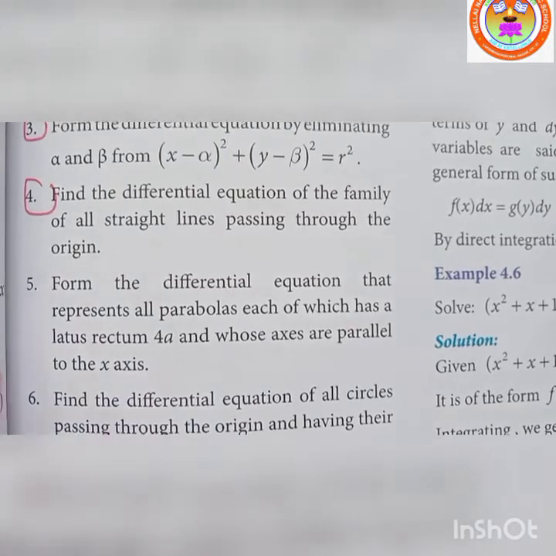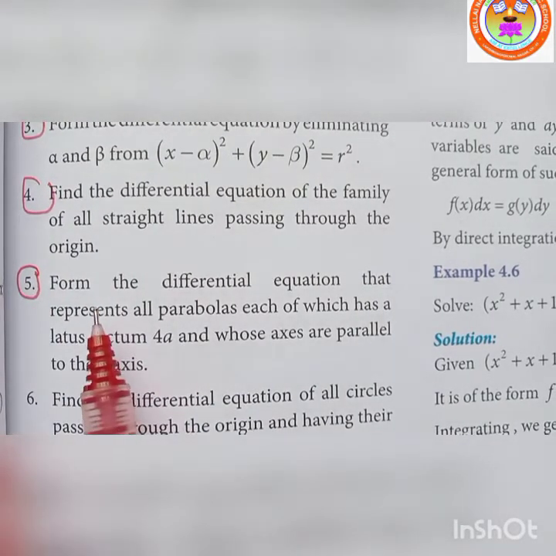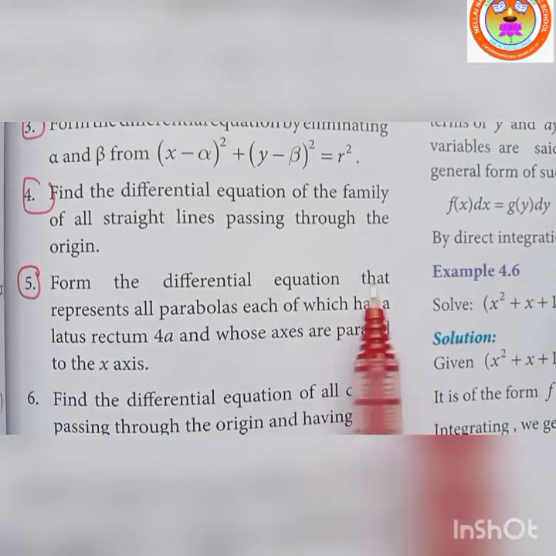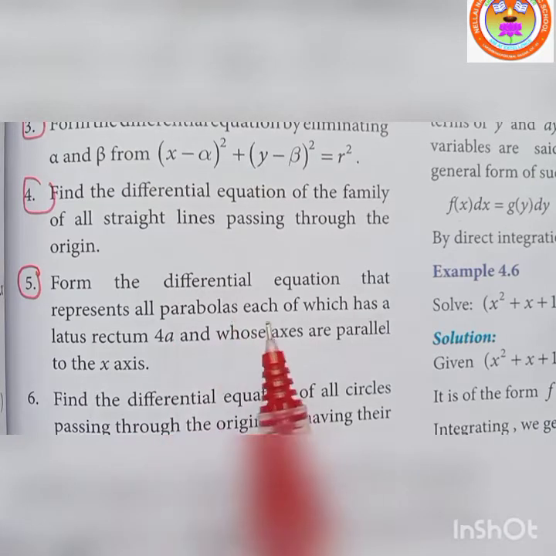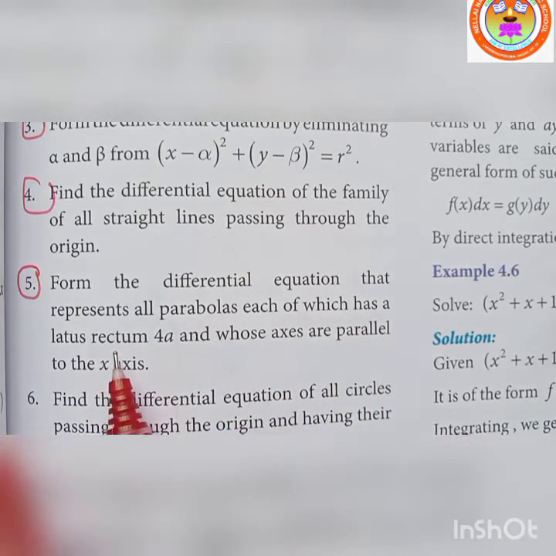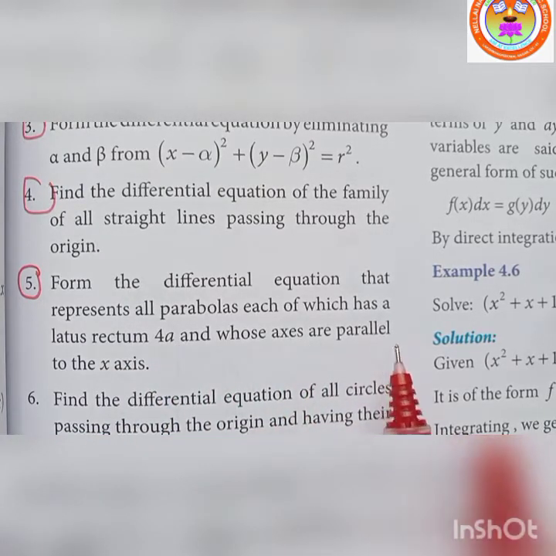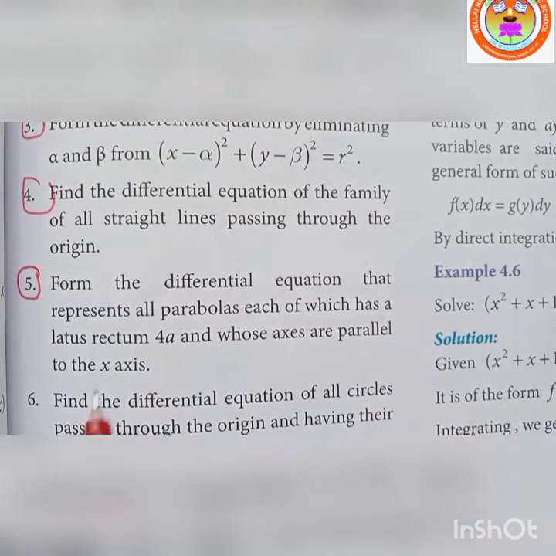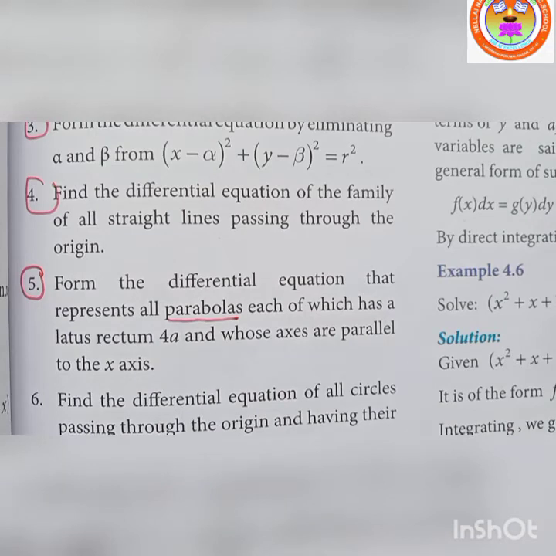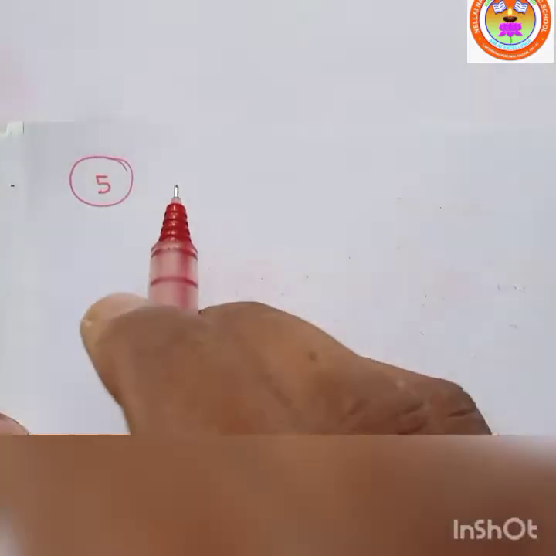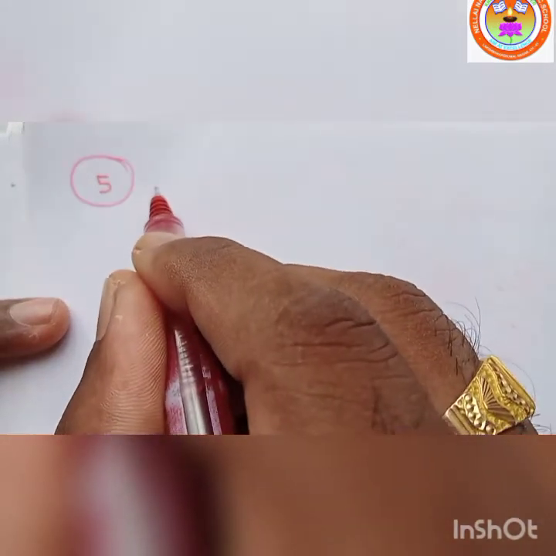Now I'll go to question number five. Form the differential equation that represents all parabolas, each of which has a latus rectum 4a and whose axes are parallel to the x-axis. Parabola is given. Equation of the parabola: y minus k the whole square equal to 4a into x minus h. First you write down the formula.